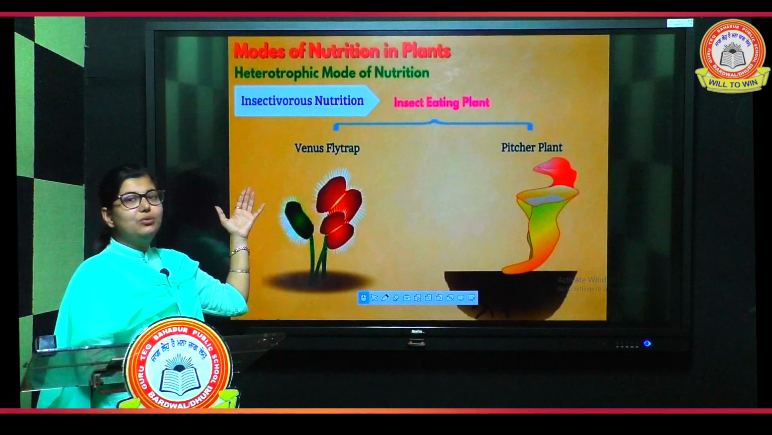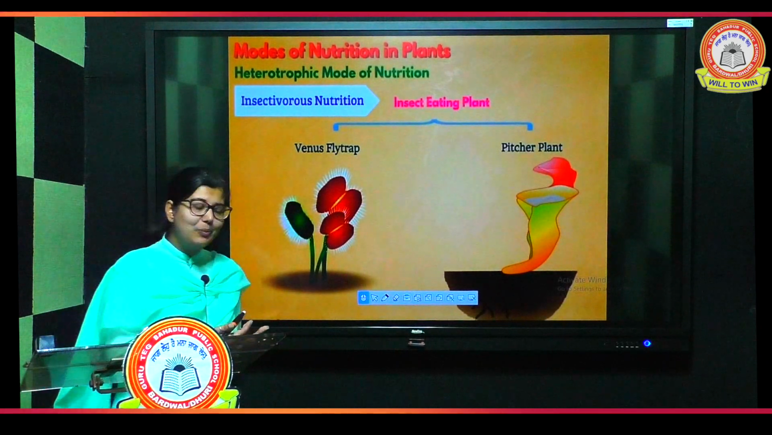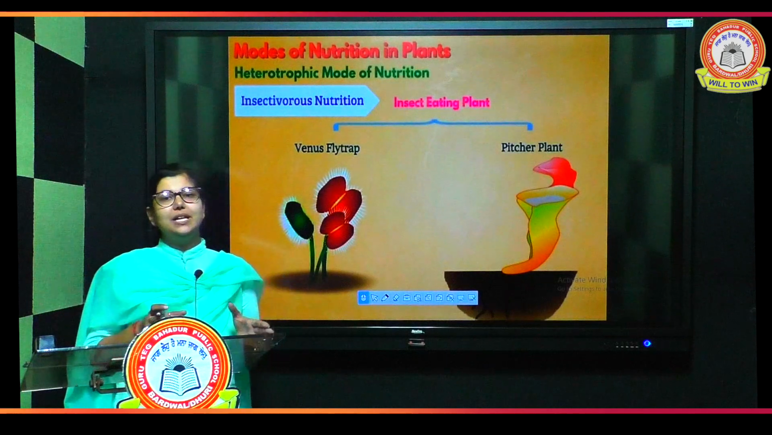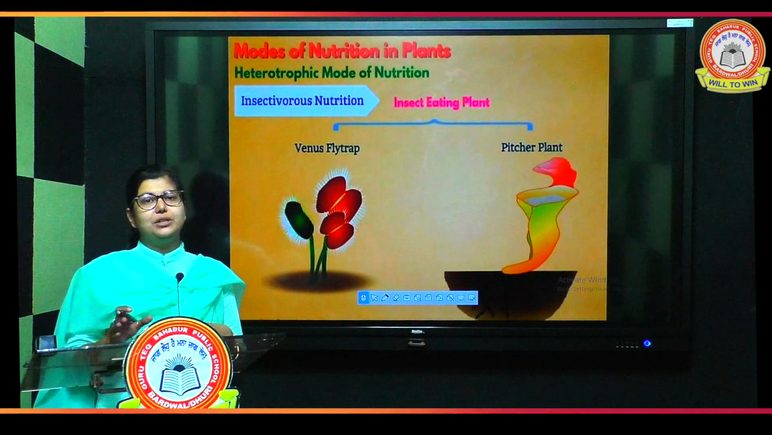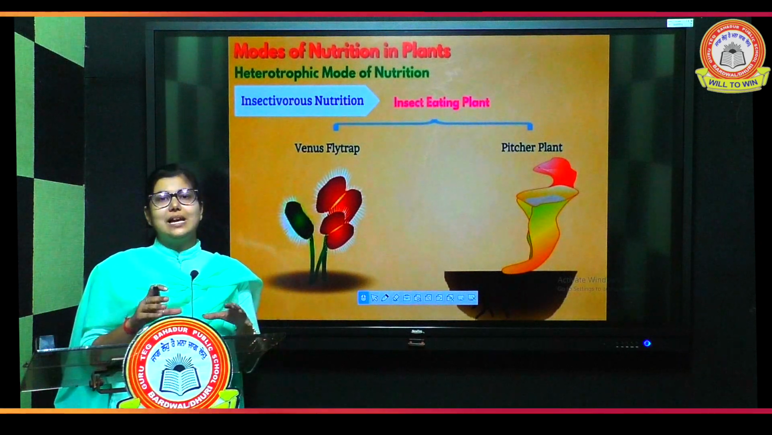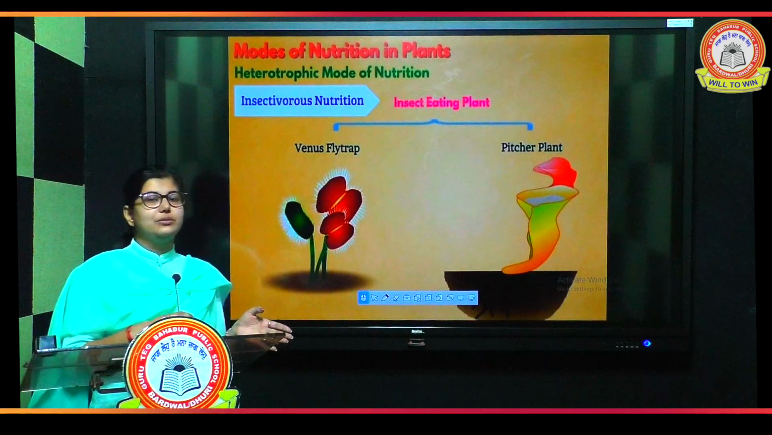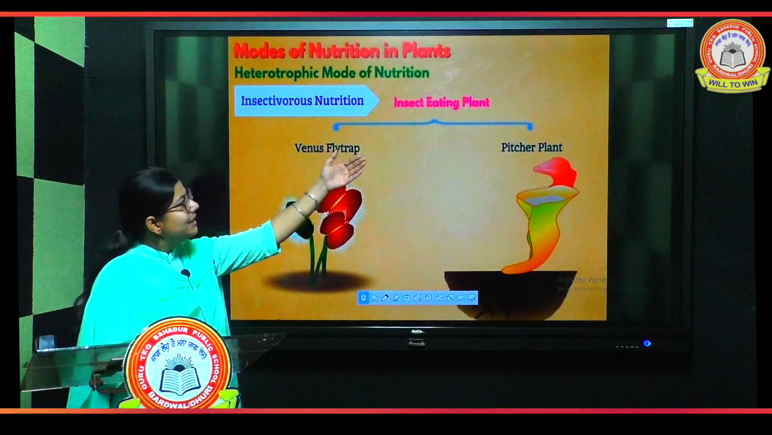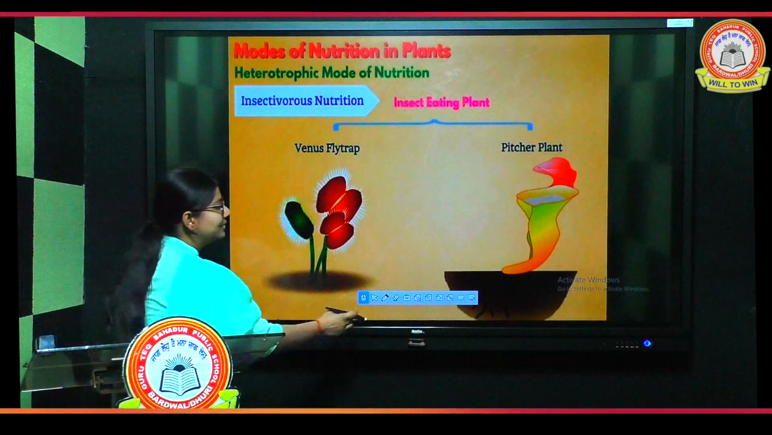Next is insectivorous nutrition. Now what is insectivorous nutrition and what are insectivorous plants? Let me explain. Insectivorous plants are the plants that obtain their nutrition by trapping insects and digesting them to fulfill their nutrition. Fine. So here insect-eating plants are given. Examples: Venus flytrap is there, pitcher plant is there.